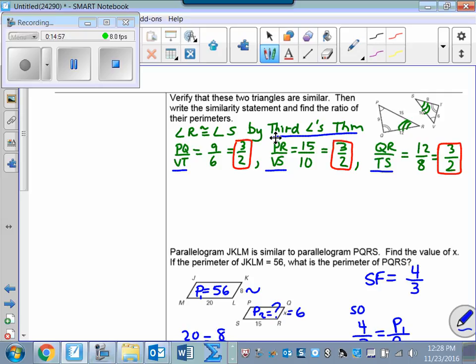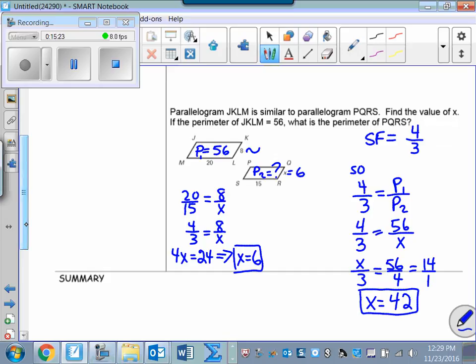Okay, and when I simplify those ratios, I do get 3/2, which means that all the corresponding sides are proportional. So triangle PQR is similar to triangle VT. Yes, I should have said write the similarity statement. You always need to do that. There it is. All right, and how about this problem?